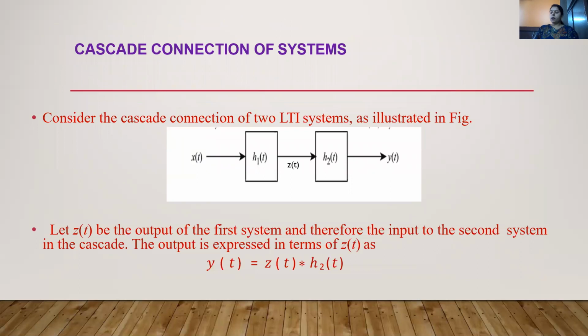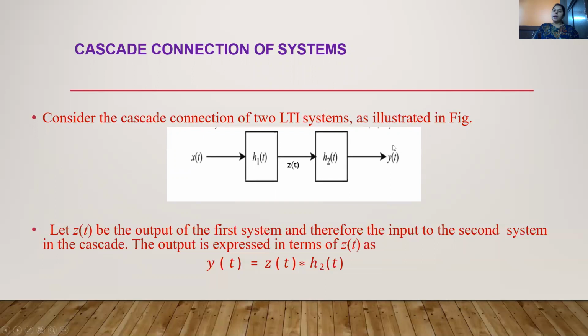Okay, so just see, it is the cascade connection of LTI systems. So just consider this diagram. I connected two LTI systems in series. H1 and H2 are in series. So this in-between output, I'm going to represent it as z of t, and the final output, I'm going to represent it as y of t.